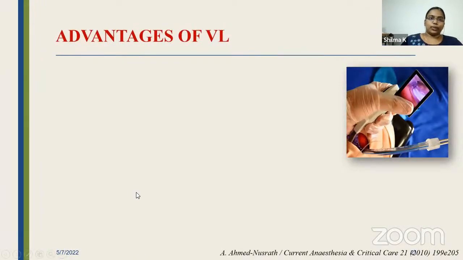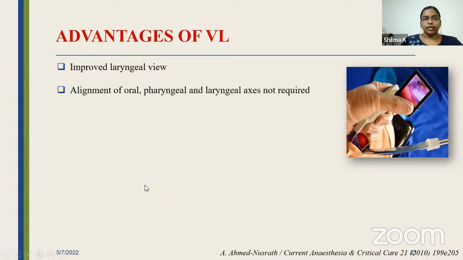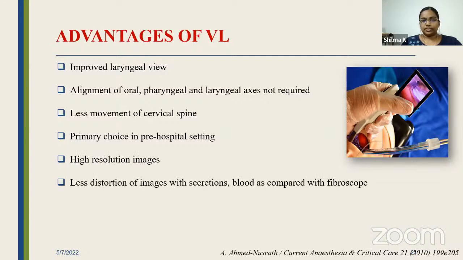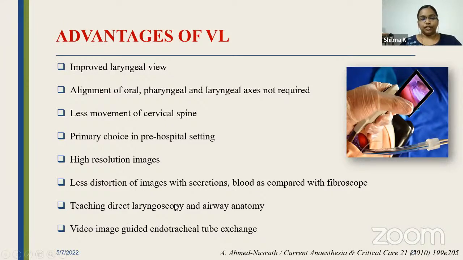Next, let's look into the advantages of the video laryngoscope. It provides an improved laryngeal view, and alignment of the oral, pharyngeal, and laryngeal axes is not required in this case. And there is less movement of the cervical spine. It's a primary choice in pre-hospital settings. It provides high-resolution images and less distortion of images with secretions and blood as compared with fibroscopes. Teaching direct laryngoscopy and airway anatomy is very easy with video laryngoscopes. Video image-guided endotracheal tube exchange can be done.